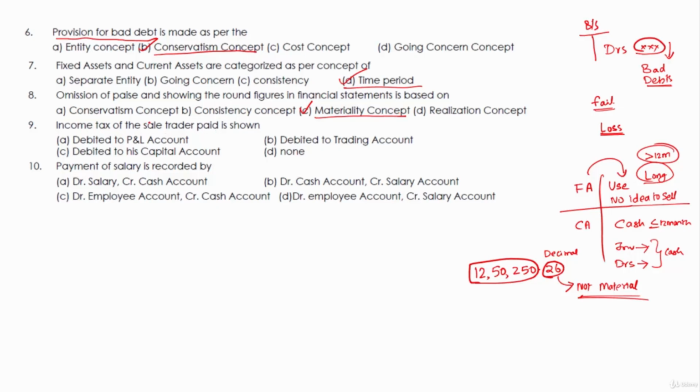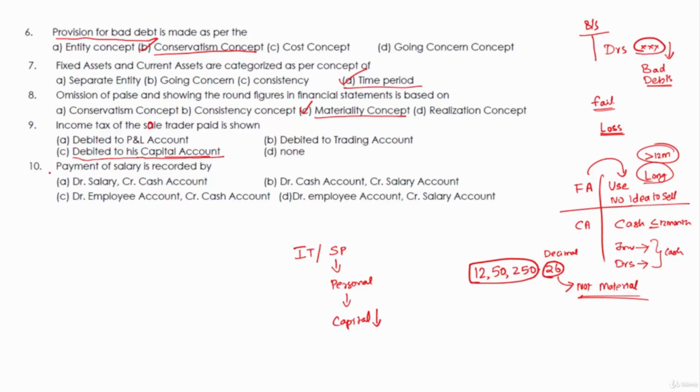Next, item 9. Income tax of the sole trader paid is shown debited to P&L account, debited to trading account, debited to his capital account, or none. See, income tax of whom? Sole proprietor is his personal expense, and that will reduce his capital only. So capital will come down because the profits are used by him for paying income tax. So we can say it will be debited to his capital account. When capital account is reducing, it will be debited.